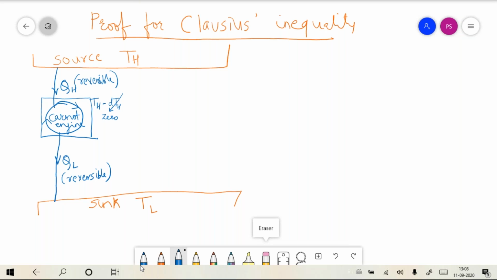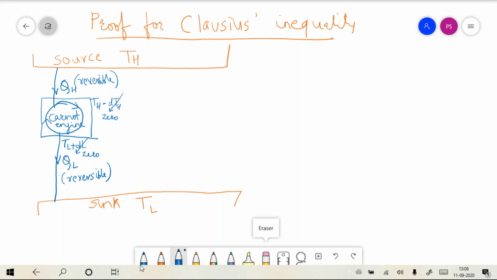Similarly, when I say that this Carnot engine is rejecting the heat reversibly, the meaning is that the temperature at which the heat is being rejected is slightly greater than TL. Slightly greater, because without that there won't be any heat transfer. And again, because it's a reversible heat transfer, the difference would tend to zero.